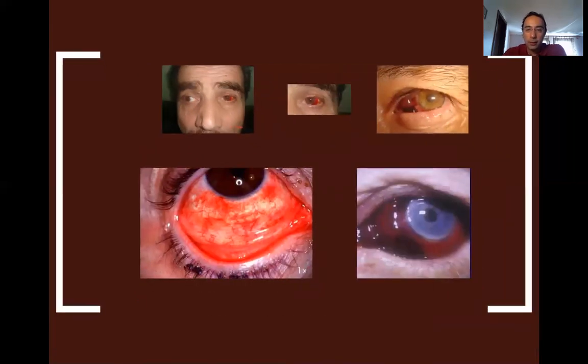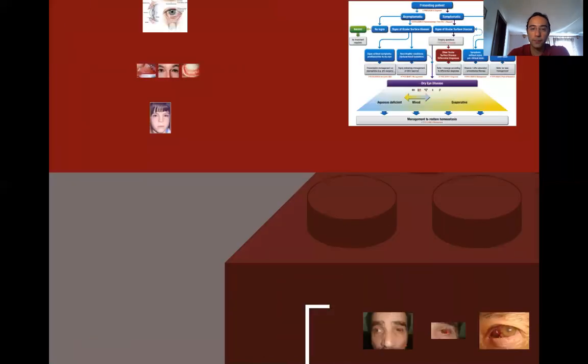And this disease, like many others, has a spectrum. And the spectrum here is, you can see, from very mild to very severe. And probably this severe subconjunctival hemorrhage is caused by an anticoagulant use.